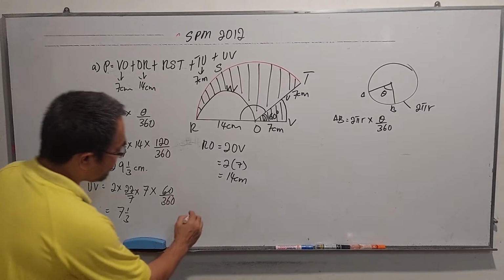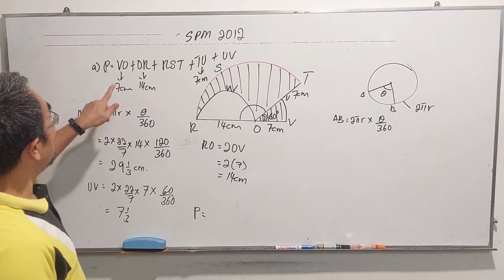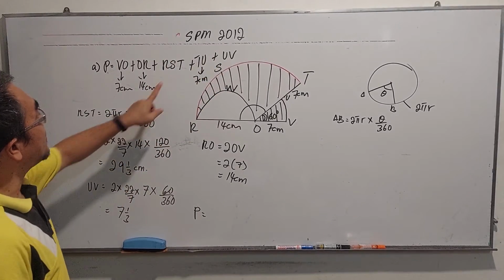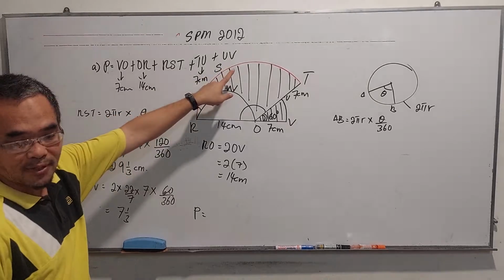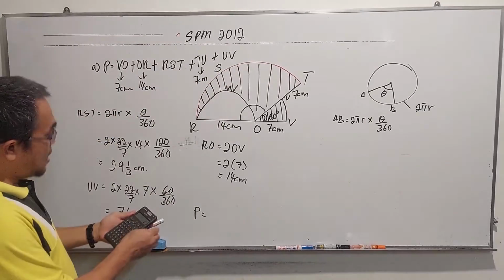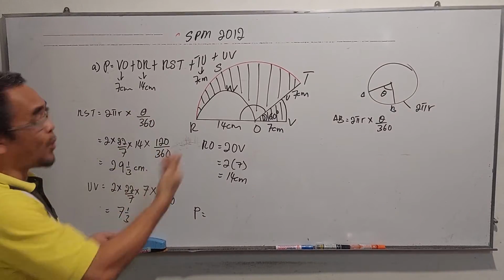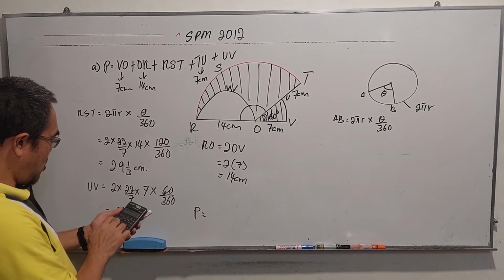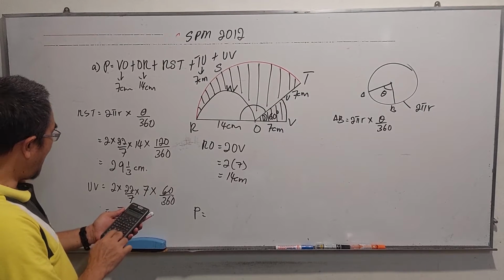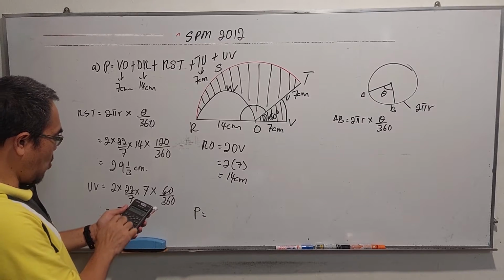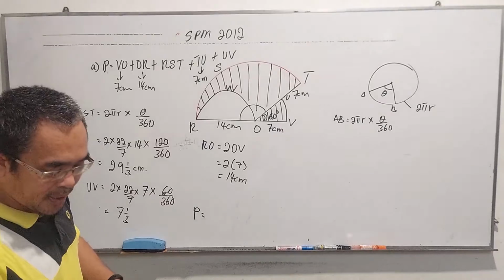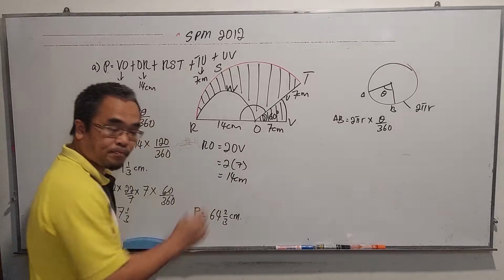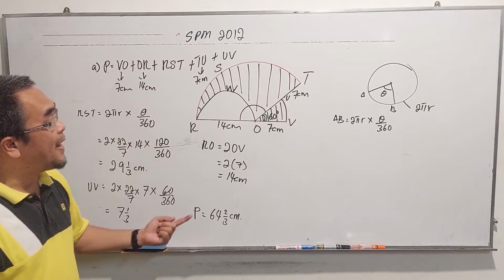So the perimeter is, you add all 1, 2, 3, 4, 5. This is the third one, the fourth, and the fifth one. There are 5 sides. So 7 and 14 and 7 will be 28. 28 plus 29 1/3 plus 7 1/3. So the whole thing will be 64 2/3 centimeter. Centimeter because we are talking about length.